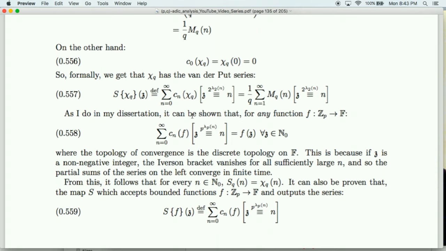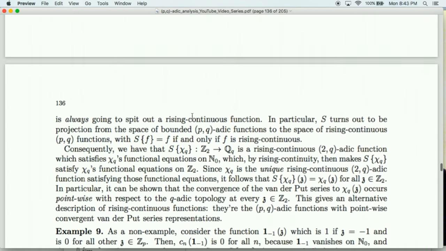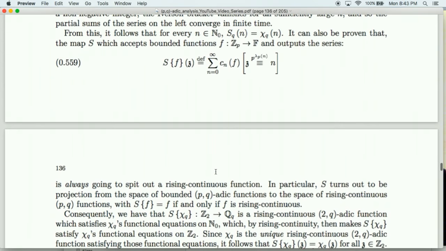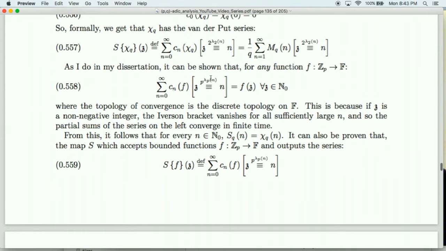So what this then tells us is that rising continuous functions, you can think of them as van der Put series, which converge pointwise rather than uniformly. So we can get a van der Put series representation. That's really cool, and this is useful. The fact that we can do this is something completely new, and it's only happened because we bothered to compute this formula. If we hadn't wasted our time, quote-unquote, with this computation, we wouldn't have discovered this.